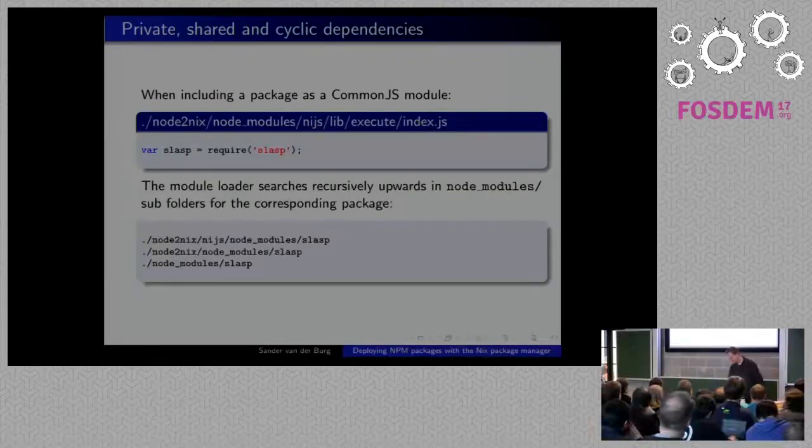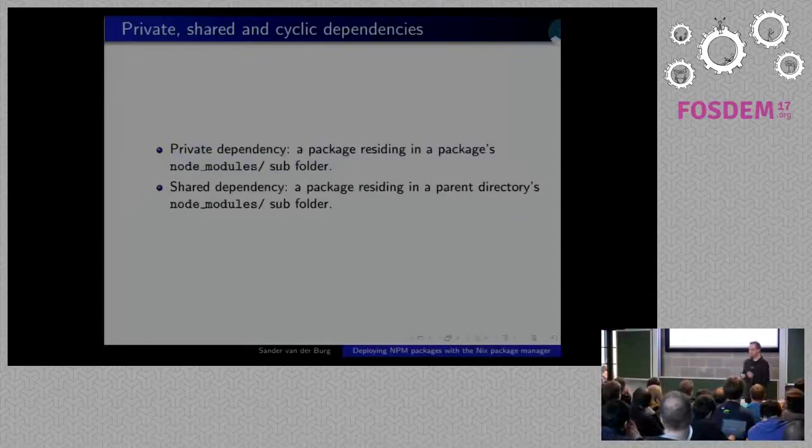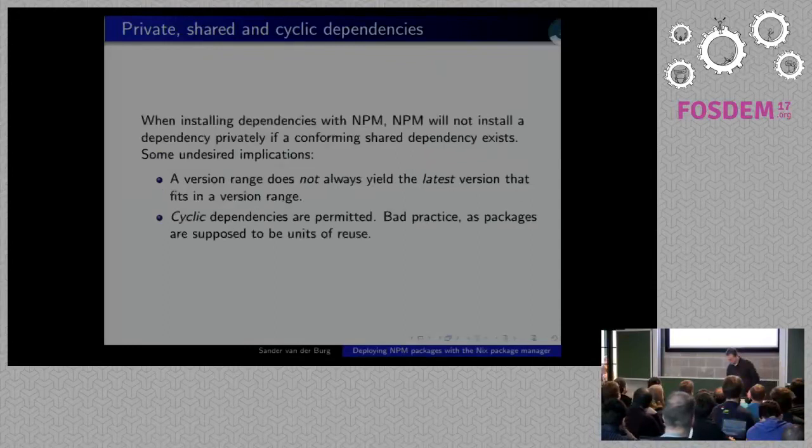And this has all kinds of implications. This is also, for example, how private and shared dependencies are implemented in NPM. A private dependency is basically just a dependency residing in a package's node modules subfolder. And any package that can be reached through a parent node modules folder is a shared dependency.